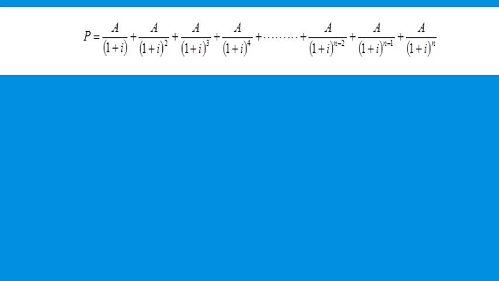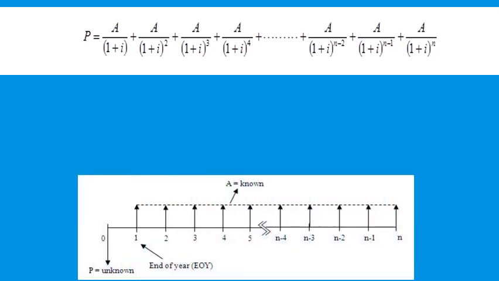Having discussed the cash flow diagram and how it appears, now let us try to derive the relationship between P and A. This is the cash flow diagram that we have just seen. Now, P is given by A divided by 1 plus I. Just treat this as the first A, this is the second A, this is the third A, and it goes on like this.